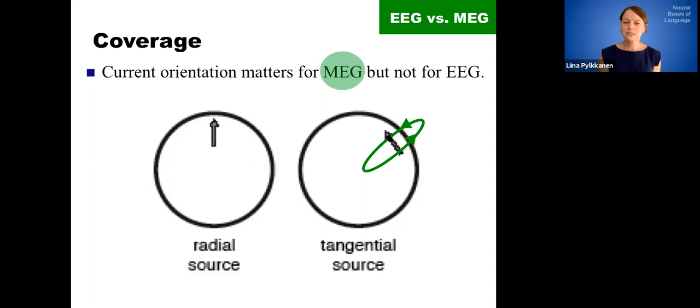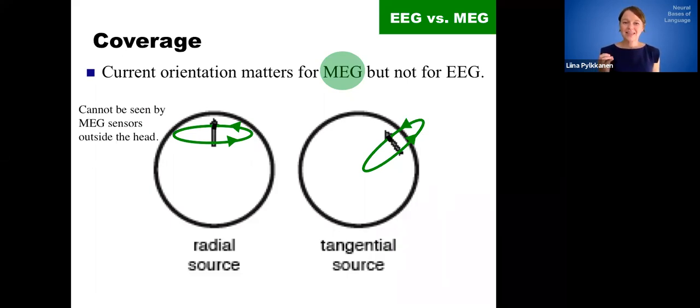The situation is a little different for the radial source, though. So here's if we now imagine the same field rotating around the radial source. It's not sticking out of the head nearly as nicely, or really at all, as compared to the tangential source. So if you have exactly this situation, then it is actually a current that is missed by the MEG sensors.